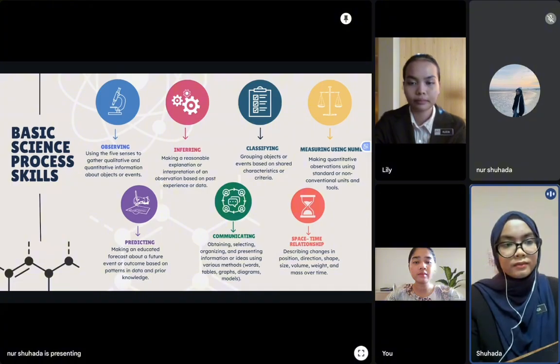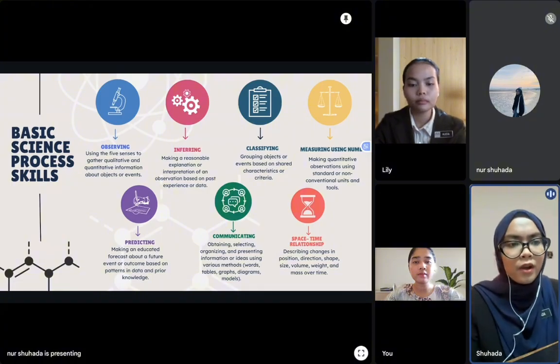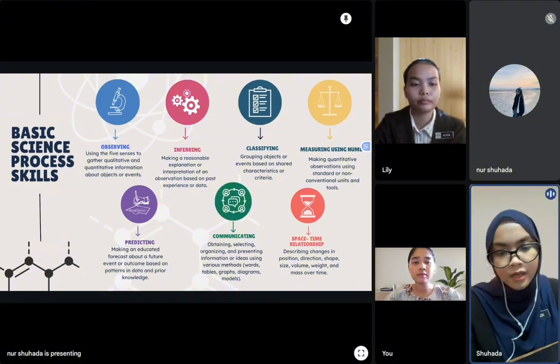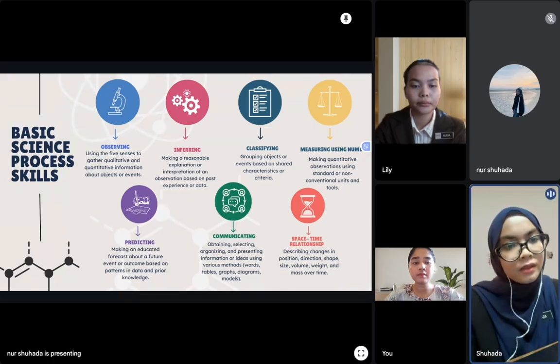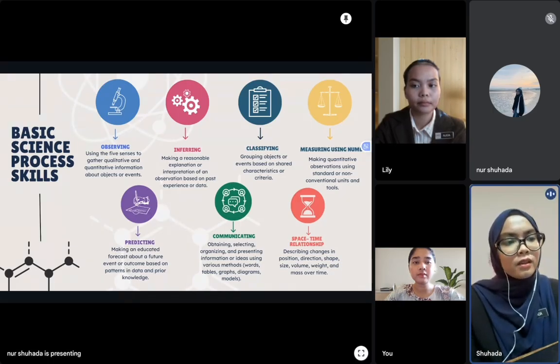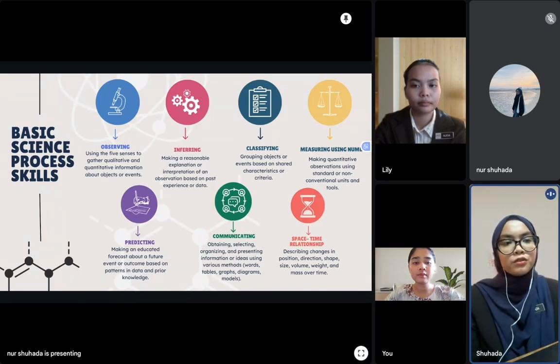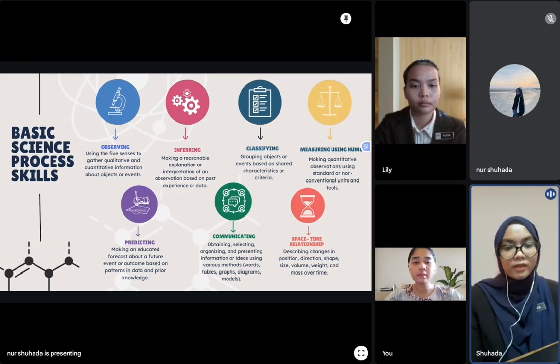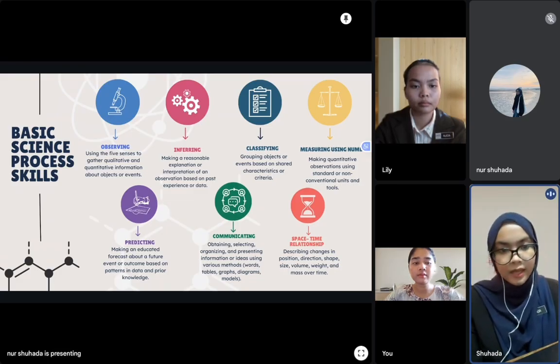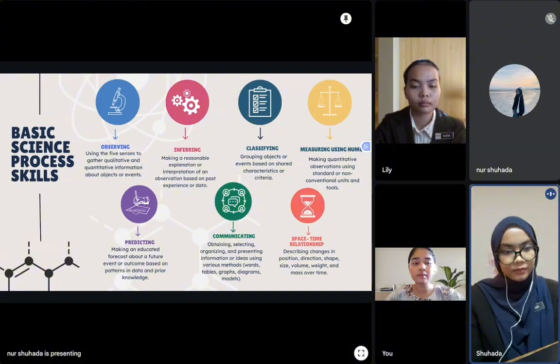Next, communicating. Communicating is about expressing ideas in many forms, such as orally, in writing, or with graphs, diagrams, tables of data, or photographs. For example, describing the change in height of a plant over time in writing or through a graph. The purpose of communication is to make results clear, organized, and understandable.